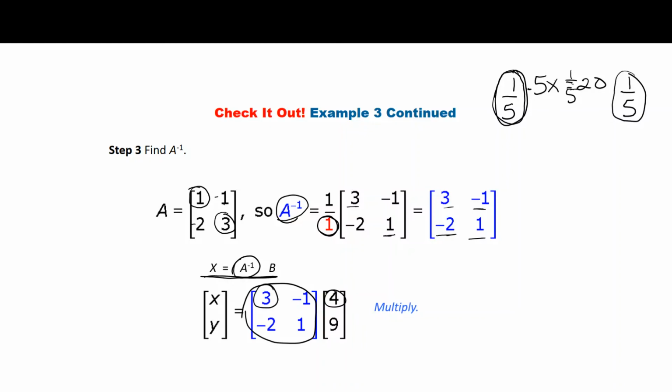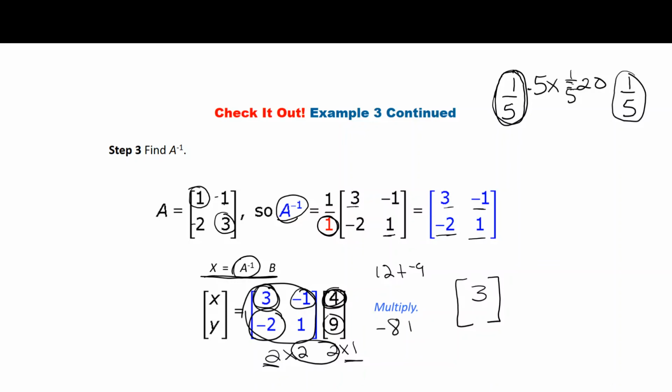Before we can multiply, let's go ahead and make sure that we can multiply. This is a 2 by 2, and this is a 2 by 1, and our columns and rows do equal. So our new matrix is going to be 2 rows by 1 column. All right, so now let's do it. We have a 3 times 4 is 12 plus negative 1 times 9, plus a negative 9. 12 plus a negative 9 is 3. All right, and let's do the other one. Negative 2 times 4 is negative 8 plus 1 times 9 is 9. Negative 8 plus 9 is a positive 1.